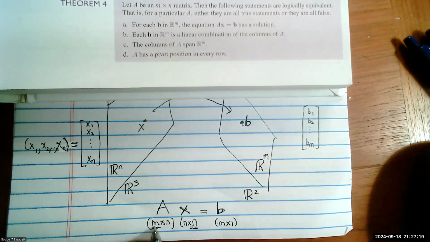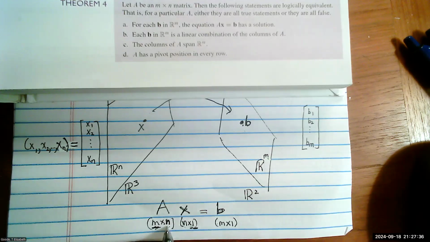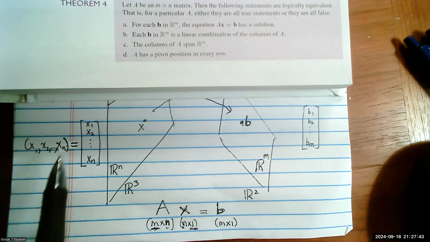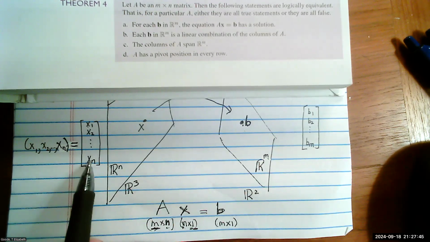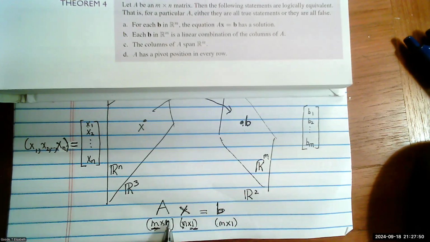Since A is M by N, it can only be multiplied times an N by 1 vector X. So that's why X is N by 1, because it has to live in Rn. A is being multiplied times it, and the only thing A can get multiplied by is something that has N rows. Okay. Now see, there's N coordinates. Each one of these coordinates of X will weight one of the N columns of A.